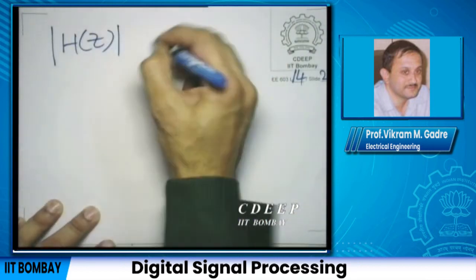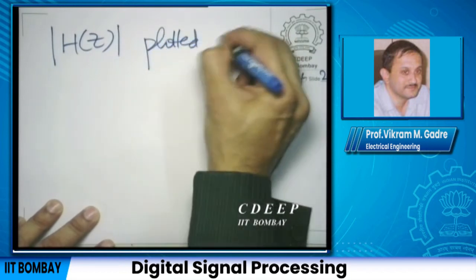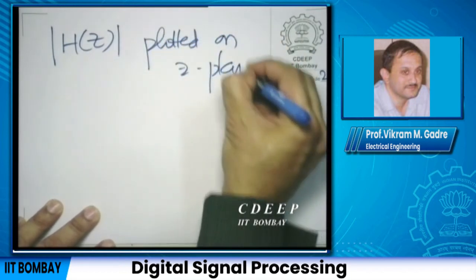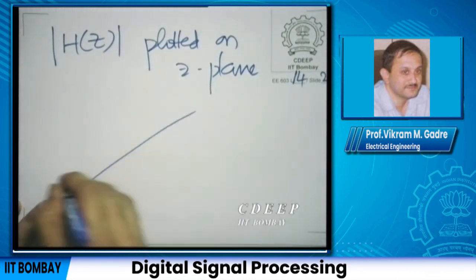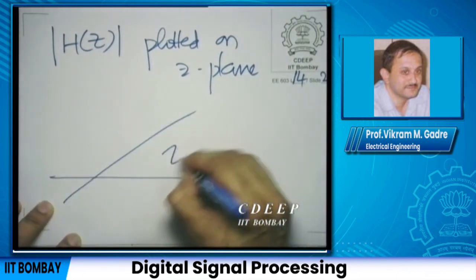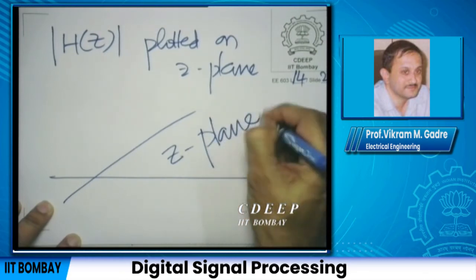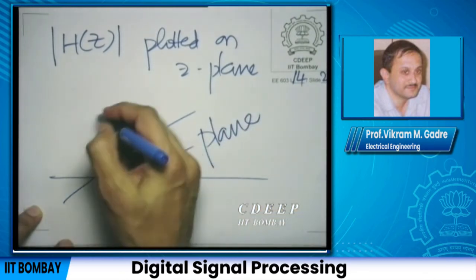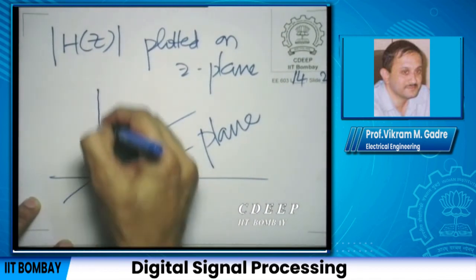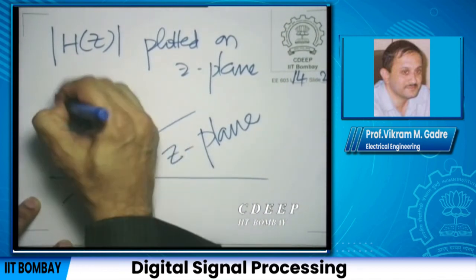In fact, let us visualize the magnitude of the Z transform. You see, the magnitude of the Z transform is always non-negative. So, you can visualize the magnitude of the Z transform plotted on the Z plane. So, I draw a 3-dimensional or a seemingly pseudo 3-dimensional picture here. I have the Z plane and the vertical. Remember, the vertical is only in one direction, so it is mod Hz.